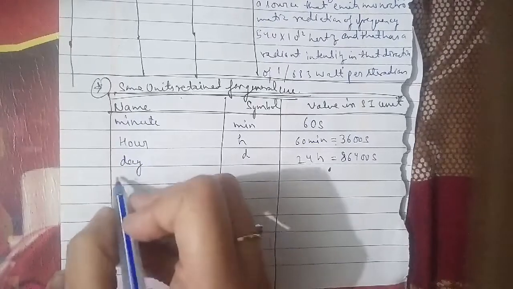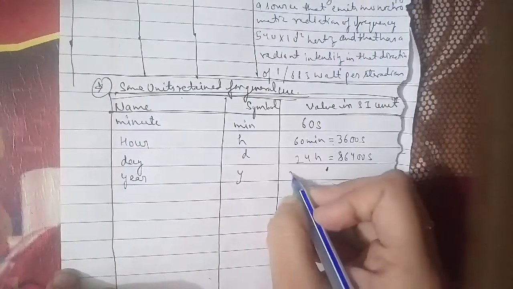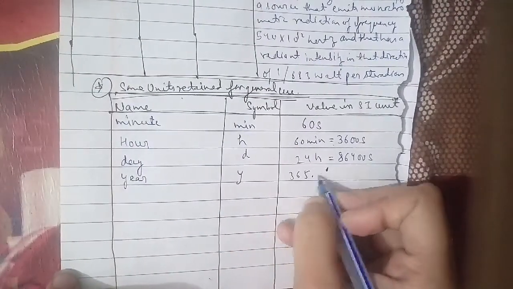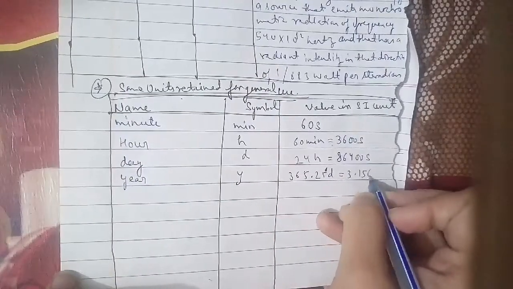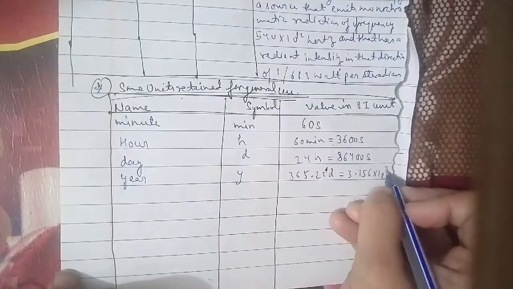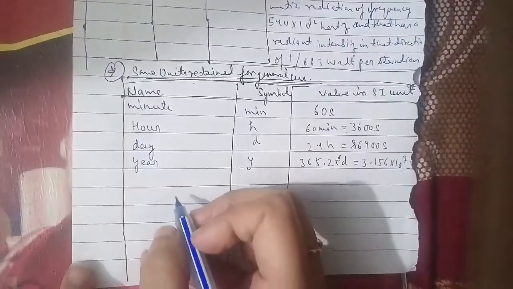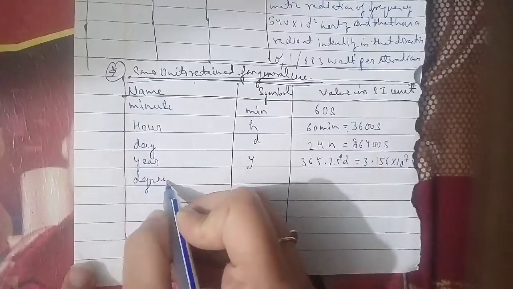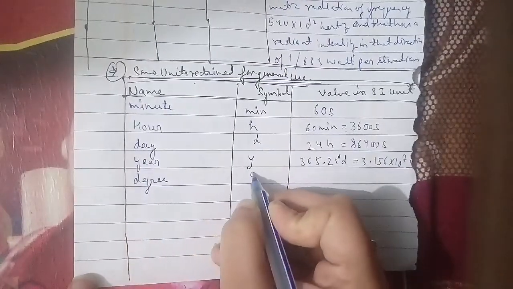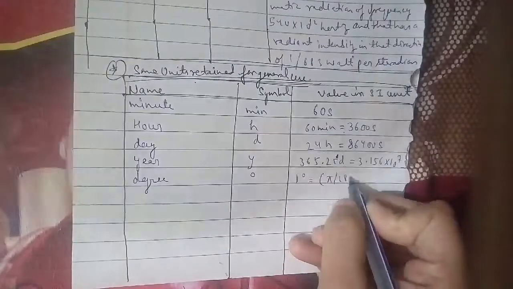Then again we have your year, it's been y. 365.25 days equals 3.156 into 10 to the power 7 seconds. Then talking about degree, that has been represented like this, and 1 degree equals pi by 180 radian.